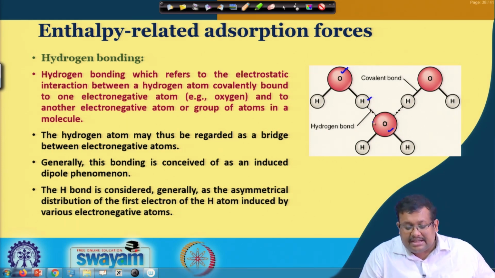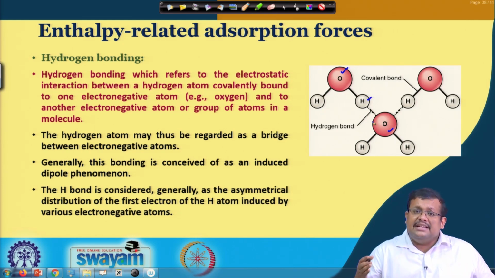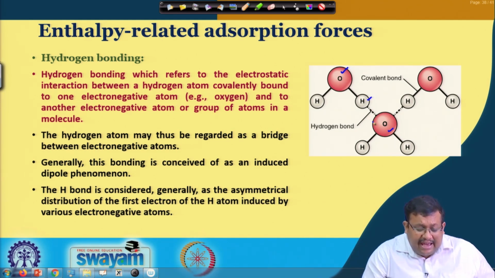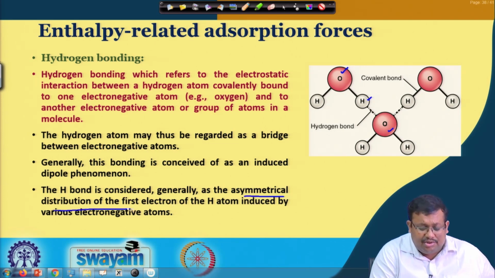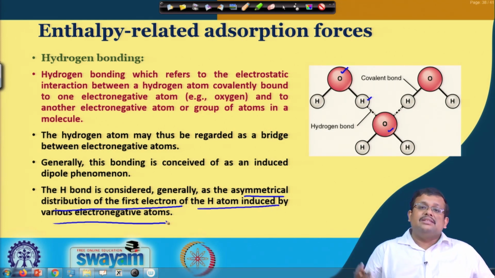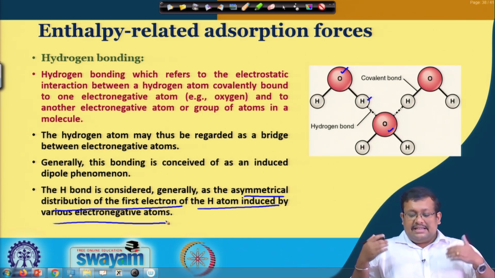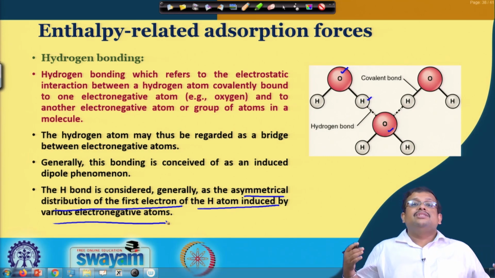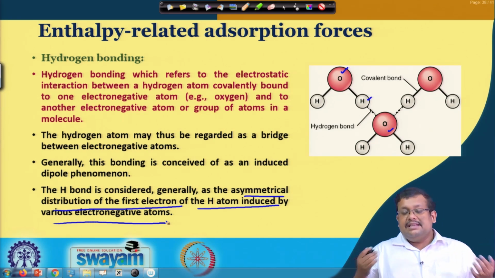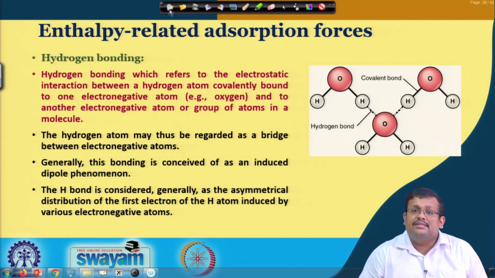Generally, this bonding is conceived as an induced dipole phenomenon, with positive and negative dipoles. The hydrogen bond is considered generally as the asymmetrical distribution of the first electron of the H atom induced by the electronegative atom. So, due to the presence of this electronegative oxygen atom, there is an induced asymmetrical distribution of the first electron of the hydrogen atom, and as a result there is an electrostatic attraction. This is called hydrogen bonding.